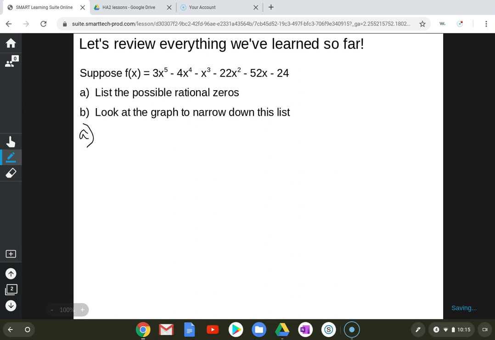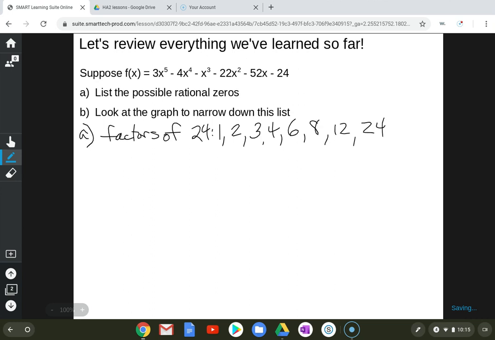So the first thing we have to do is list the possible rational zeros. That is the factors of our constant term. So factors of 24, which are 1, 2, 3, 4, 6, 8, 12, and 24. There's a lot of them, over the factors of our leading coefficient, which is 3. So those are just 1 and 3.